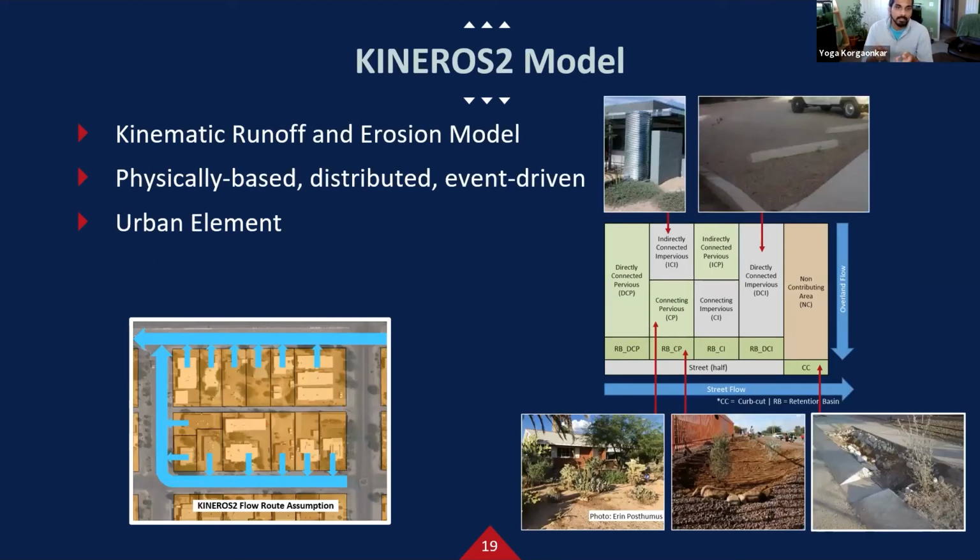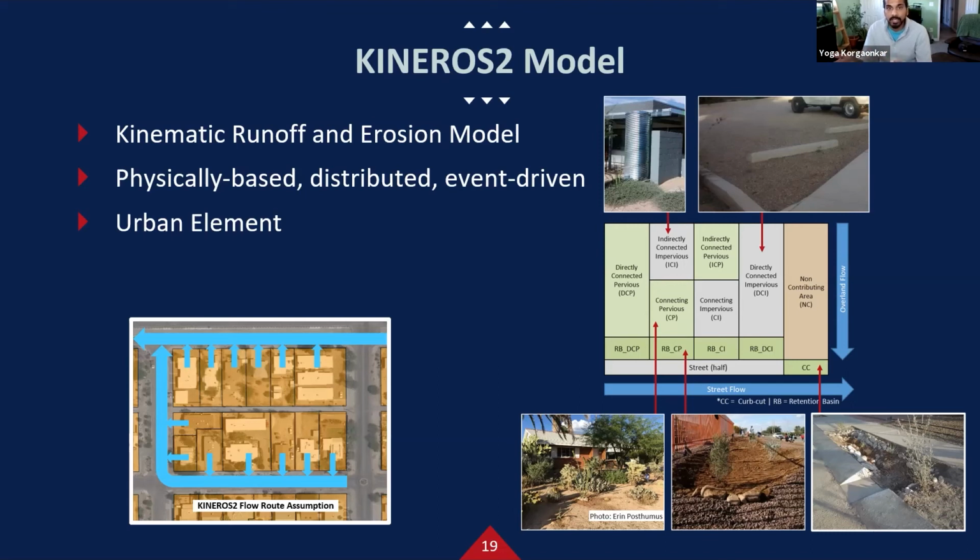So basically, we talked about this plane modeling element in KINEROS, but that gets replaced by this urban modeling element, which has its own subcomponents in it. And these subcomponents help you model those smaller pieces of a parcel. So for example, there's an indirectly connected impervious, ICI, element that can model the roof area. There's a connecting pervious element that's just straight below the ICI, and that can model front yards. There's a directly connected impervious element that can model driveways.